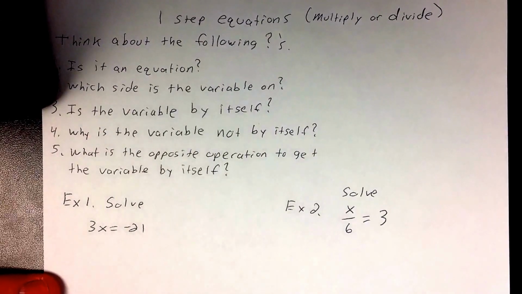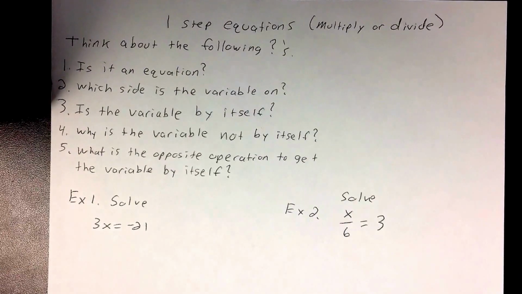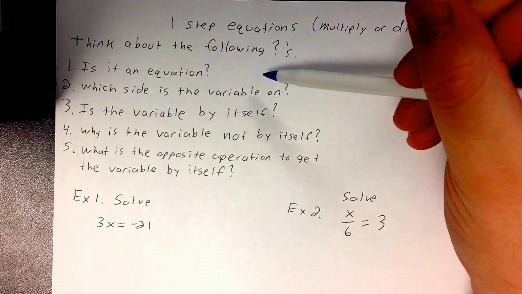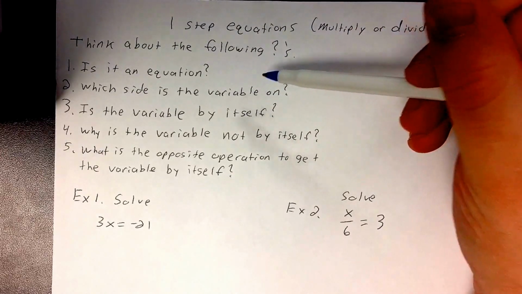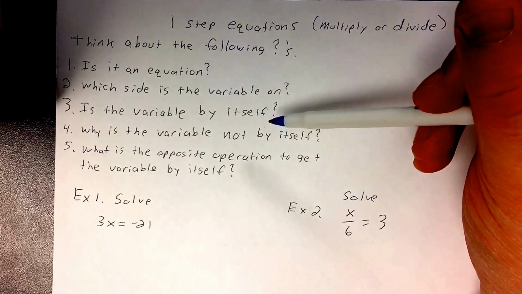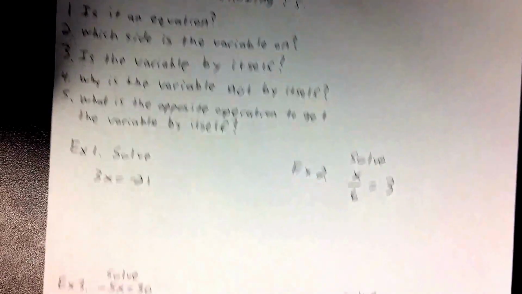Okay, one-step equations involving multiplication and division. Again, same questions as before. Is it an equation? Does it have an equal sign? Which side is the variable on? Is the variable by itself? Why is the variable not by itself? And how do we get the variable by itself? Or in other words, what's the operation?